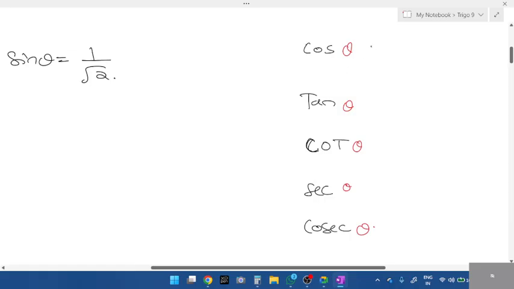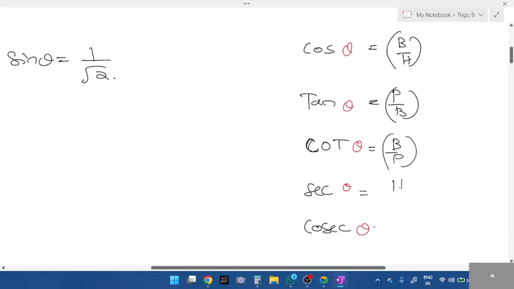Now, what is the cosec theta formula? Hypotenuse by perpendicular. Cot, base by perpendicular. Sec, hypotenuse by base. Cosec, hypotenuse by perpendicular.